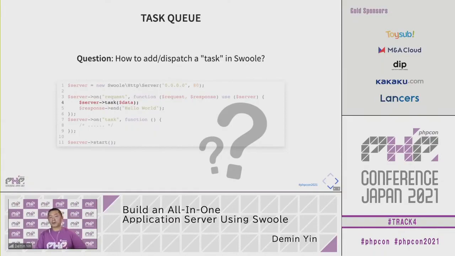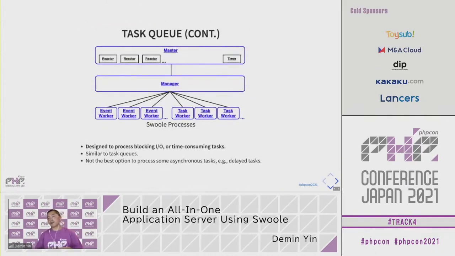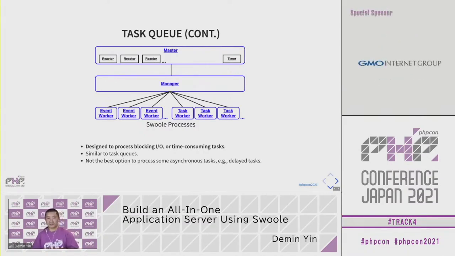To answer this question, let's check another picture here. This picture shows the different types of processes running when a Swoole server is started. There are three types of processes here: a master process, a manager process, and a bunch of worker processes. But don't worry, let's just forget about the master process and the manager process.